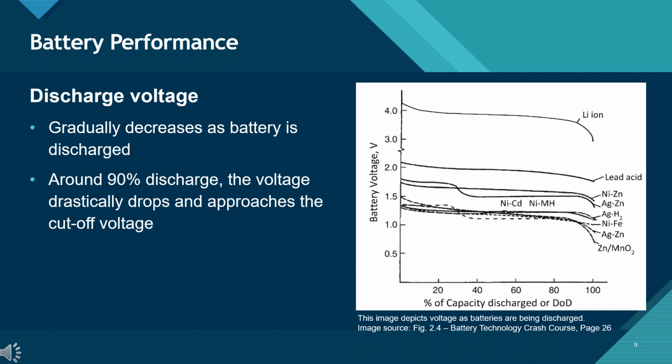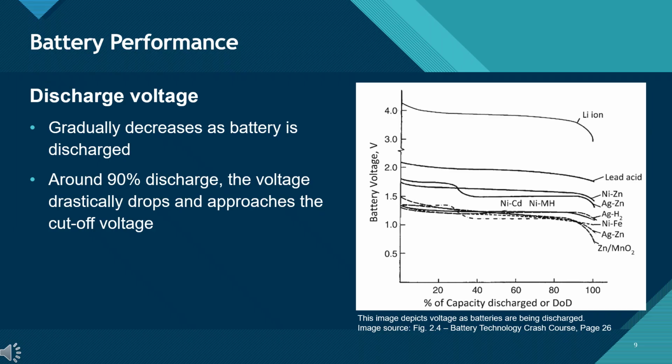Battery performance by discharge. This graph illustrates the variation in discharge voltage of different battery types as they are used. On the horizontal axis, we have the percentage of capacity discharged, also called depth of discharge or DOD. On the vertical axis, we see the battery voltage. For all chemistries, the trend is similar. As the battery discharges, the voltage gradually decreases. Notice that the decrease is fairly steady until the battery is close to about 90% discharge. At that point, the voltage drops very quickly, approaching what we call the cutoff voltage. This is the minimum safe voltage for the battery. Going below it can damage the internal materials and reduce the cell's lifespan.